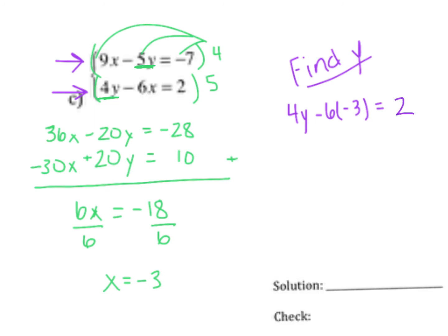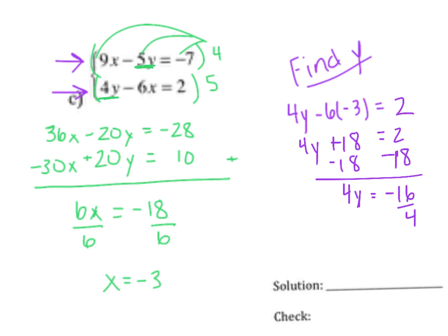So simplify, you'll end up with 4y plus 18, because the negative 6 times the negative 3 is positive, equals 2. Subtract 18 from both sides. It's an equation. Keep them equal. 4y equals negative 18 and 2 is negative 16. Divide both sides by 4, and we get y equal to negative 4. So our solution here as an ordered pair is negative 3, negative 4.